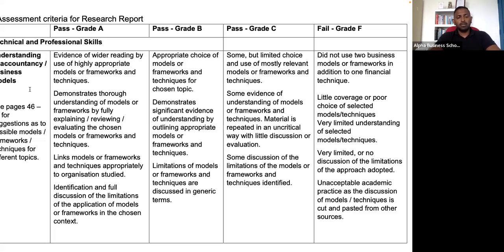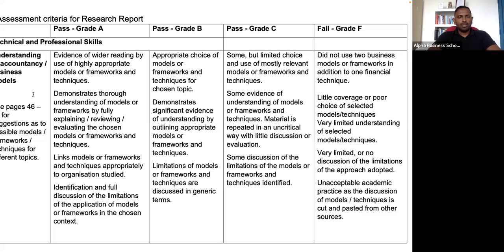Identification and full discussion of the limitations of the application of models or frameworks in the chosen context. So what are the problems in that model? What are the limitations? Now, for example, you take the PESTEL analysis, so it may not consider a few other factors. SWOT may be difficult to really understand what's the strength and weakness. So there is a lot of literature written about it. Read about it, bring that into your research.